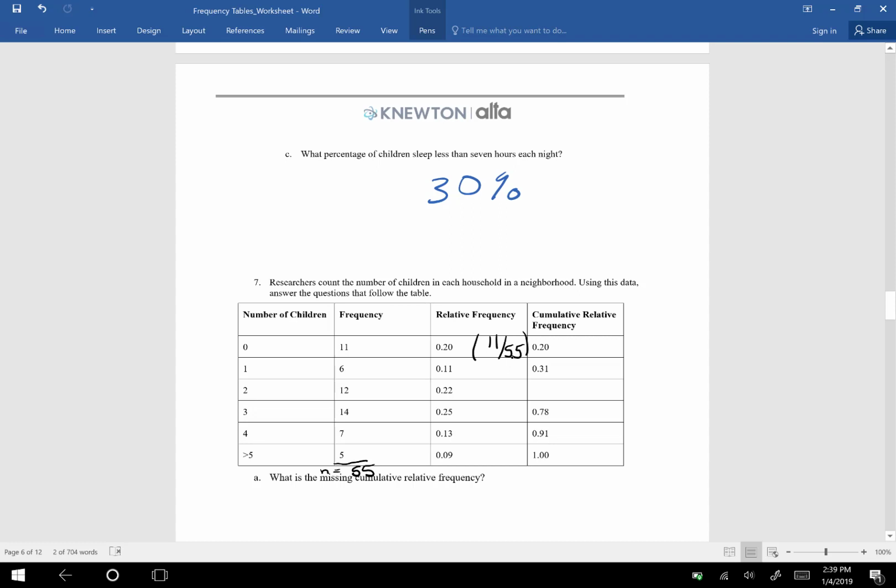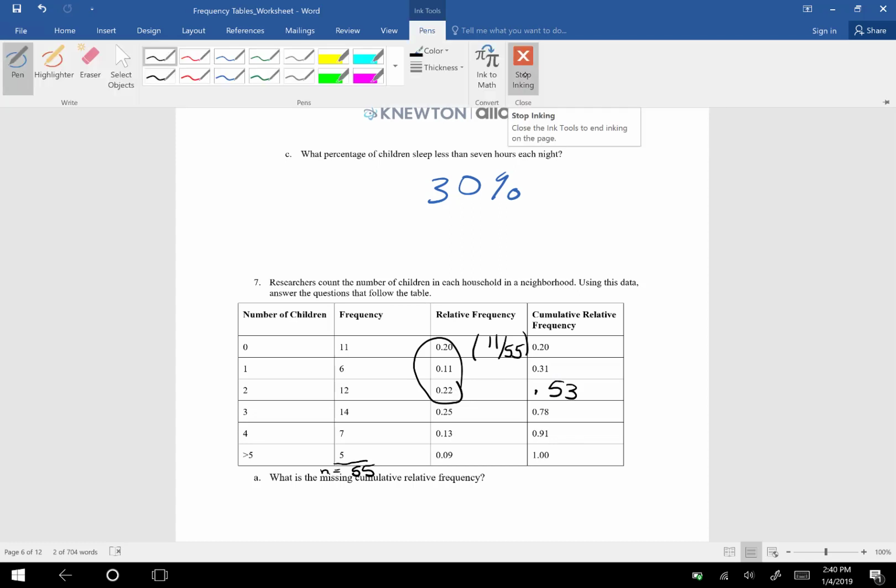So now remember, the cumulative frequency, you're starting with the first one and then you're adding the 0.1. So 0.20 plus 0.11, we got 0.31. Now we need to add, for this cumulative frequency, these three together. So we take our 0.31 plus 0.22. We get 0.53. Make sense?